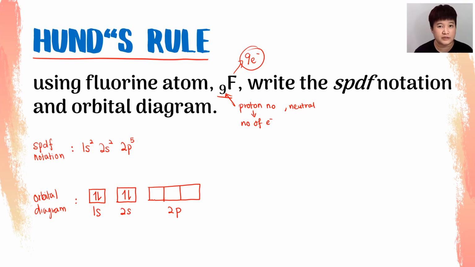So how do we put in the 5 electrons? The 5 electrons need to be placed singly first in a set of orbitals that have the same energy. So 5 electrons will be placed in this way: 1, 2, 3, 4, 5. Singly first before you pair up. And that is what Hund's rule is trying to tell you.